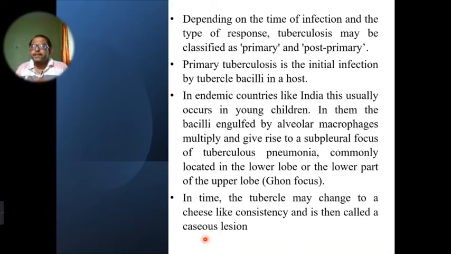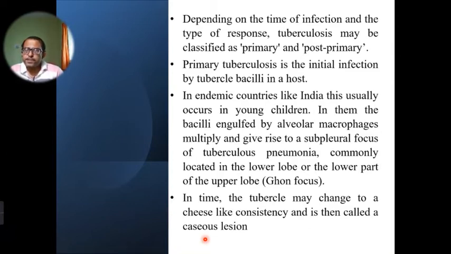Now, depending on the time of infection and the type of response, pulmonary tuberculosis is classified into two different types: primary and post-primary tuberculosis. These are classified into two types depending upon the type of response which is shown there. Primary tuberculosis is the initial infection by tubercle bacilli in a host.